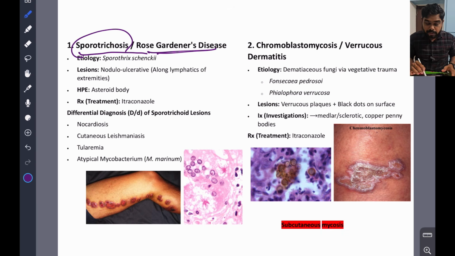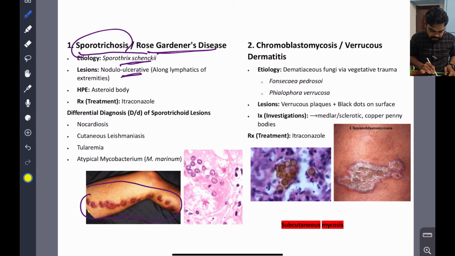Okay, so sporotrichosis or rose gardener's disease is caused by Sporothrix schenckii, and the lesions are nodulo-ulcerative lesions. You can see the lesion, which is following some area, like going through a direction. You can see these are nodulo-ulcerative lesions along the lymphatics of the extremities. So along the lymphatics it is going. This diagram only will give the answer.